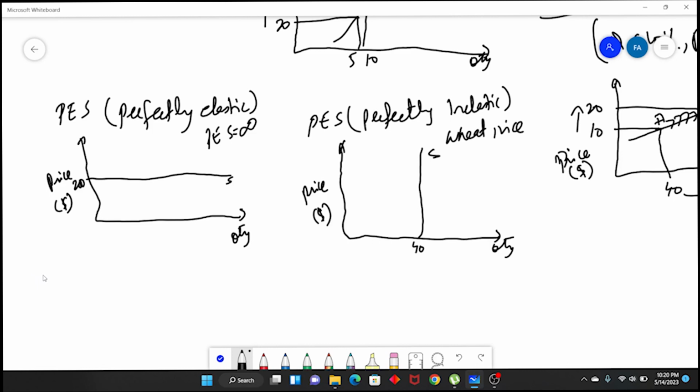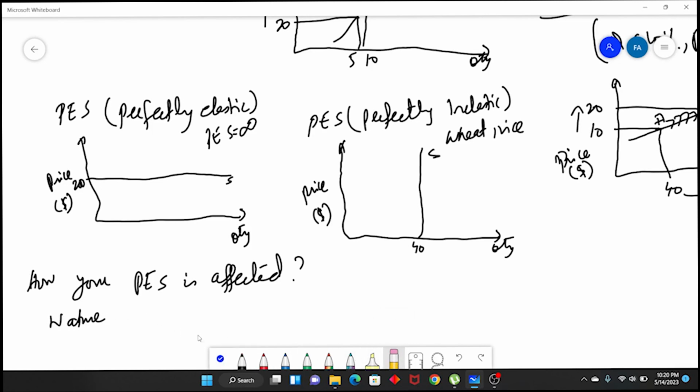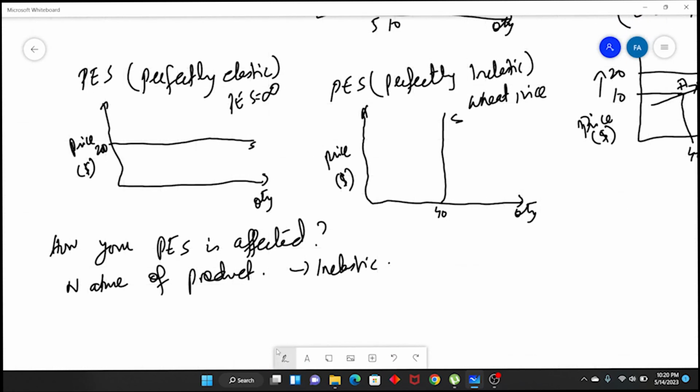So how is your PES affected? It all depends on the nature of the product. If it is a product which is related to nature, let's suppose it is perishable, so you cannot store it. If you cannot store it, then you cannot increase the quantity supplied. So it means it will remain inelastic. When you cannot increase the quantity supplied, it will remain inelastic.